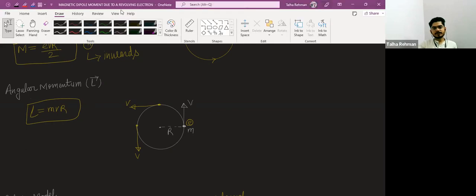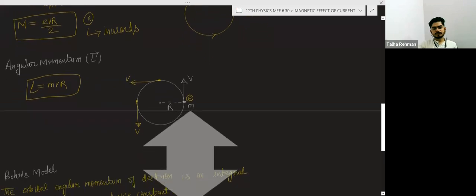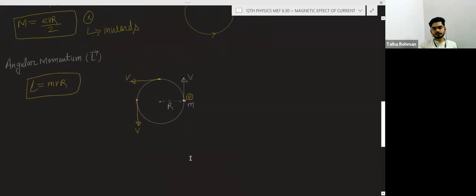There is a relation between the angular momentum and the magnetic moment. Relation between the orbital angular momentum and the magnetic moment.